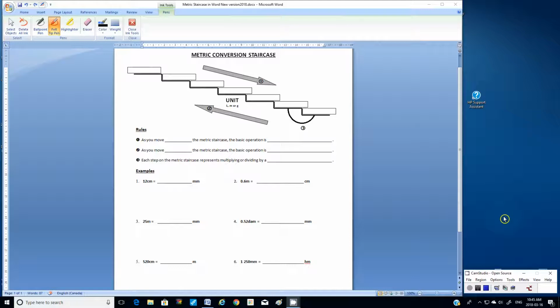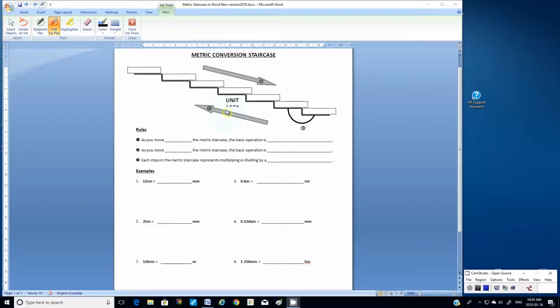The main tool or strategy that we're going to use is the metric staircase. I'm sure you've seen some version of the metric staircase before. So let's begin by filling in the units. Let's fill in the prefixes for the metric staircase. Let's begin in the middle step, and this is the unit step.